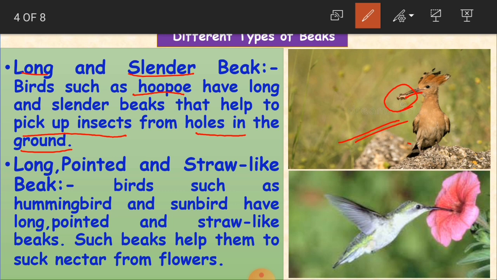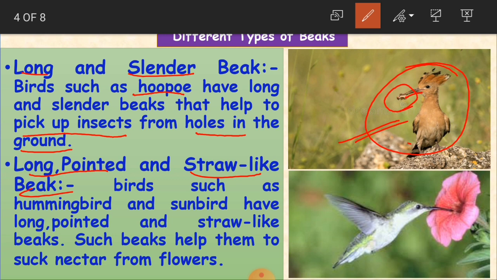And this type of birds, like for example here in our diagram, we call this a hoopoe, clear? And now, long pointed and straw-like beak. Very sharp, long, and straw-like, you know children. Most of us use a straw when we are small children to have water, or juices, or when we go to ice cream shops to have milkshakes. Why? To suck that liquid.